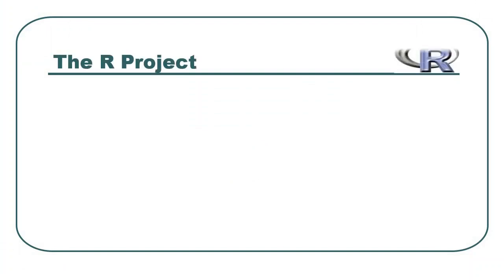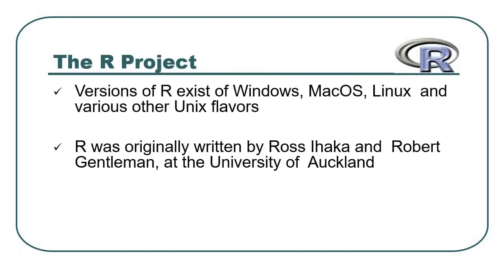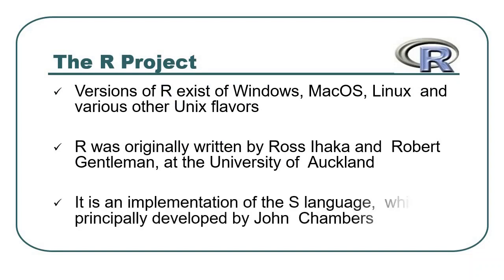What is the R project? Versions of R exist for Windows, Mac OS, Linux and various other Unix flavors. It was originally written by Ross Ihaka and Robert Gentleman at the University of Auckland. It is an implementation of the S language, which was principally developed by John Chambers.